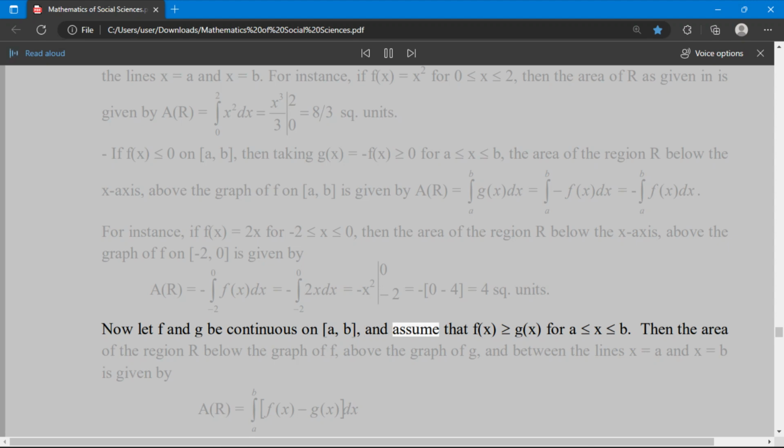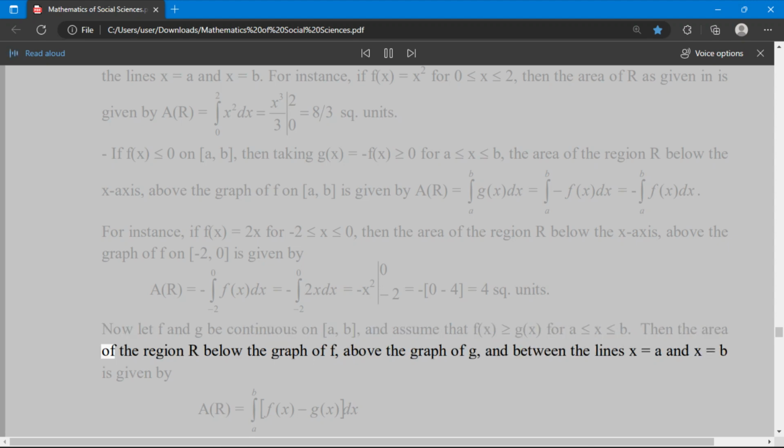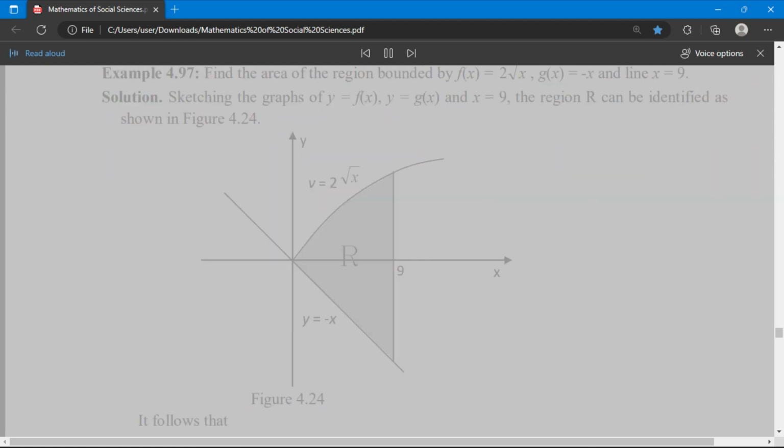Now let f and g be continuous on [a, b], and assume that f(x) ≥ g(x) for a ≤ x ≤ b. Then the area of the region R below the graph of f, above the graph of g, and between the lines x = a and x = b is given by A(R) = the integral of (f(x) − g(x)) dx from a to b.